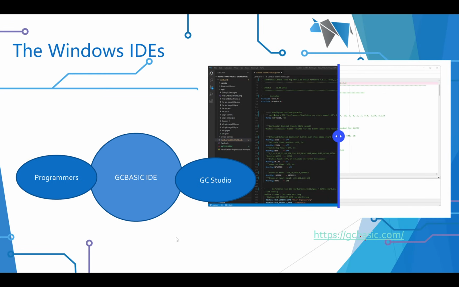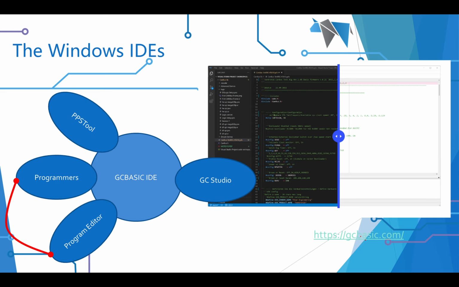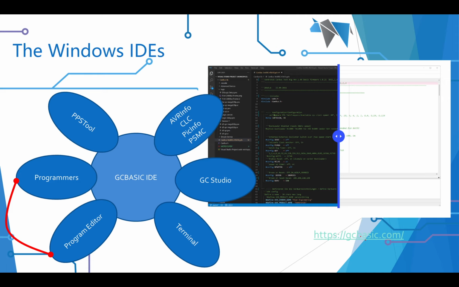Around there, we have programmers. We've seen some of the programmers on the big list, and we have GC Studio managing the whole environment. Then we have Program Editor, and we'll look at that, and it's the Preferences Editor. We'll look at that shortly. PPS tool, you might need that. You might need many of the other tools that have just been shown. They're all integrated within the IDEs.